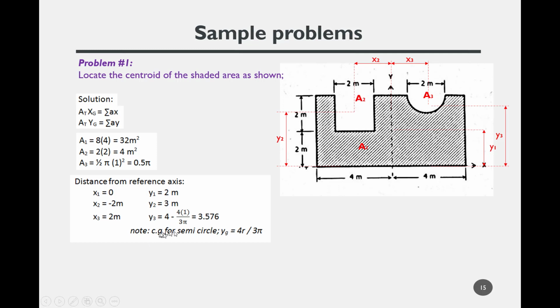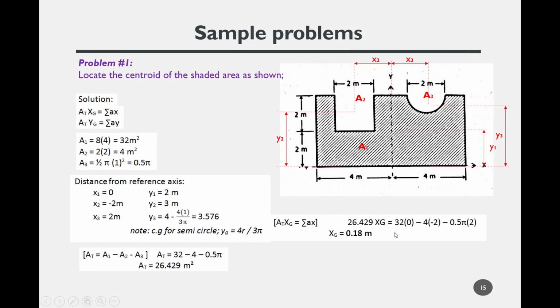Kasi nakita natin, the center for the semicircle is 4r over 3 pi. So, ito yun. Kumbaga, ito ang center of gravity. So, solving for that, sabi ko nga sa inyo, yung A1 natin, ma-minus natin itong A2 and A3. So, makukuha natin ang total area niya, that is 26.429 meters squared.